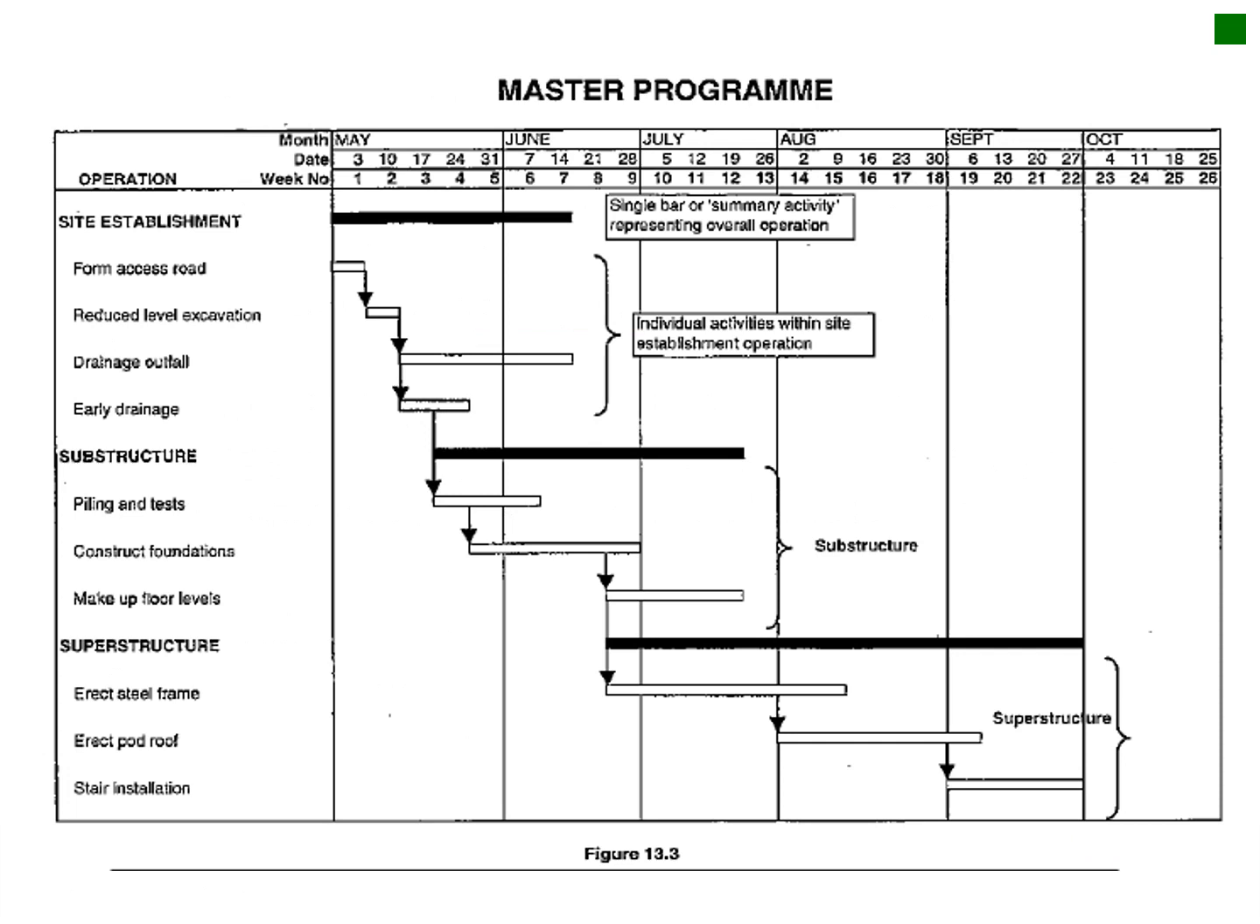Okay, so your basic master program, which all of you should be familiar with by now, from this example that they included here, is your access road, reduced levels, drainage outfall, early drainage, and so forth. So it's your site establishment that you've got there, then you've got your substructure, your superstructure. So it's a very broad program that gives you a start and an end with specific items in between when they should finish.